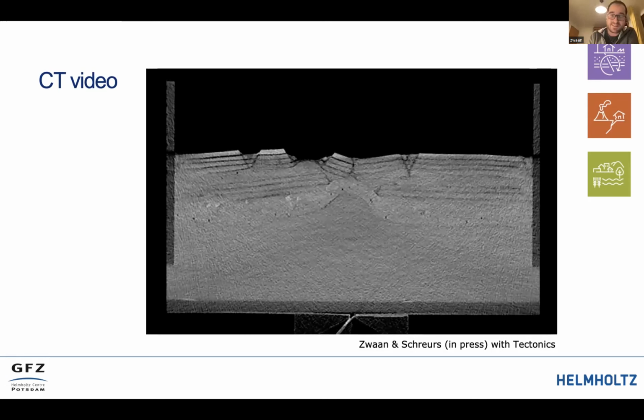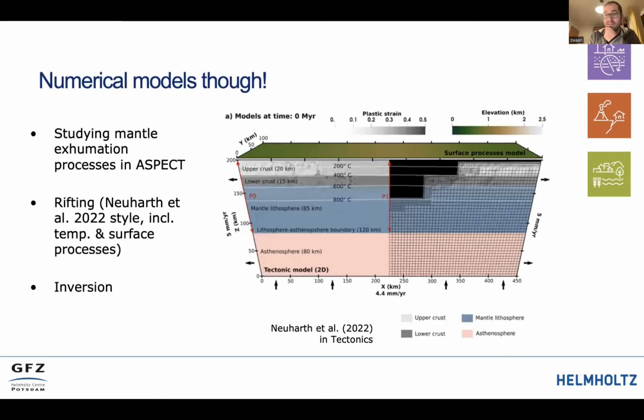However, there are some limitations to this kind of modeling. And therefore, I went to Potsdam to do numerical models. So I'm switching gears. I'm going to a different domain, and I'm using this ASPECT code now. And I took one of these models by Derek Neuhardt from the team in Potsdam, which includes things like temperature and surface processes. And exactly these kinds of things are quite difficult or almost impossible to implement in analog models. So this is a real advantage.